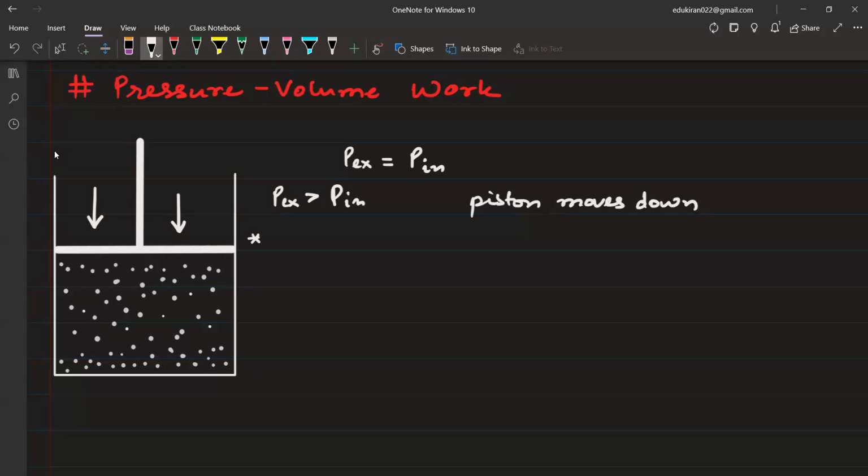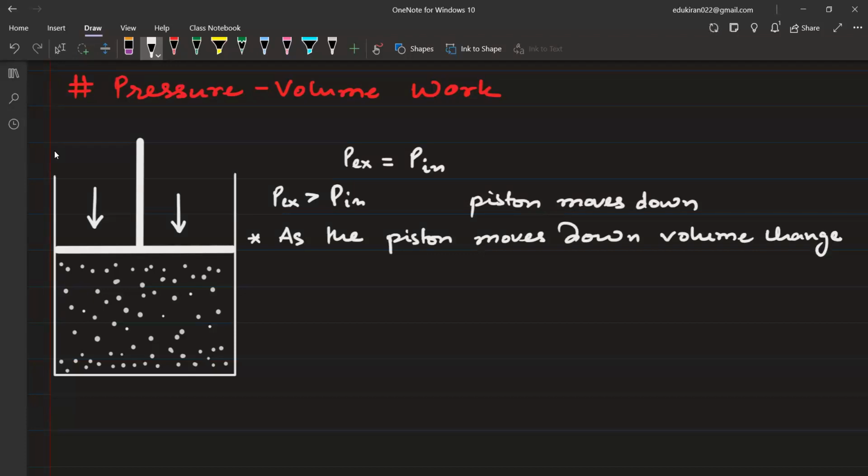Next point we can write, as the piston moves down, volume changes. बात सही है हाँ या ना? All of you please try to understand this. Let us suppose the piston is moving down and we brought the piston to this particular level, and I'm writing this in red. Initial volume was this much, current volume is this much, so obviously volume has changed. Correct guys?